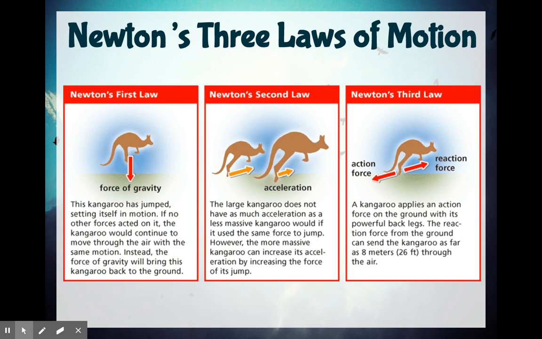Second law, the larger kangaroo does not have as much acceleration as a less massive kangaroo if it used the same force to jump. However, the more massive kangaroo can increase its acceleration by increasing the force of its jump. And then the third law, a kangaroo applies an action force on the ground with its powerful back legs. The reaction force from the ground can send the kangaroo as far as 8 meters or 26 feet through the air.